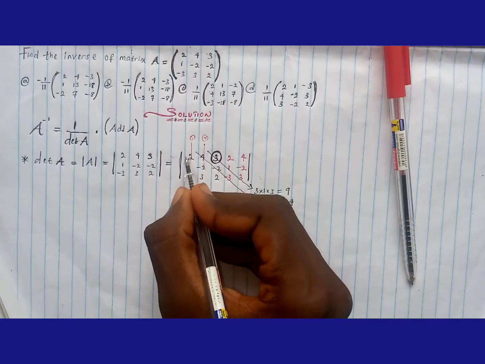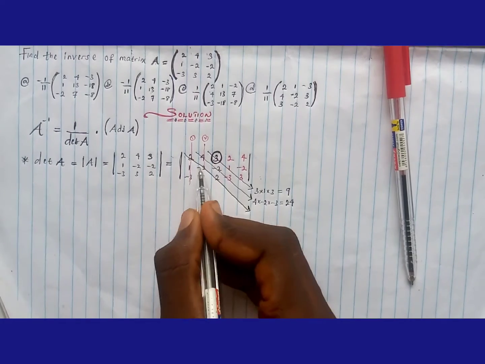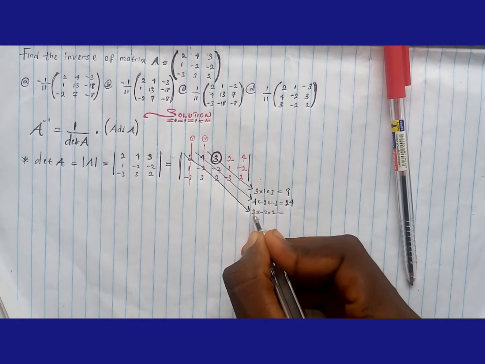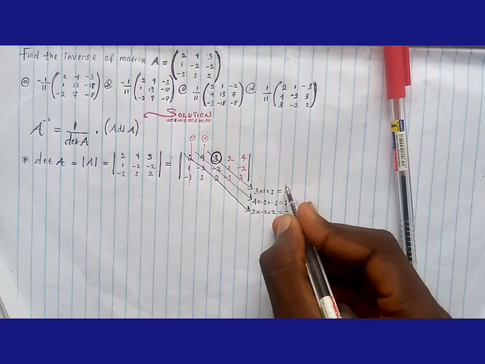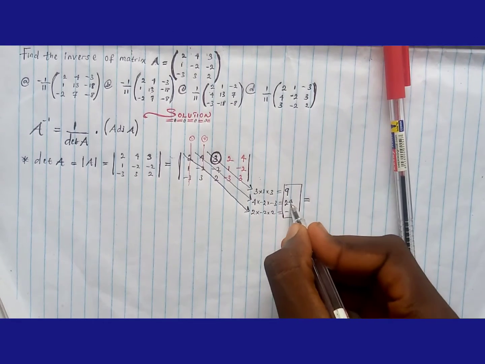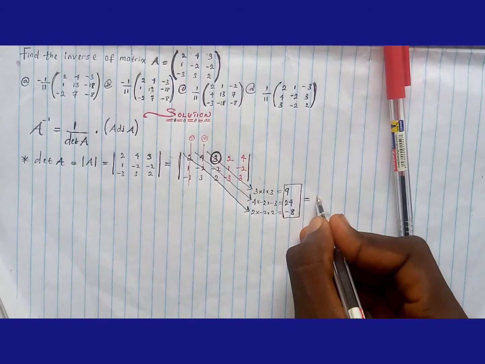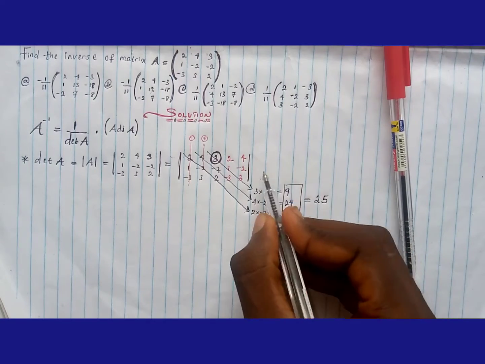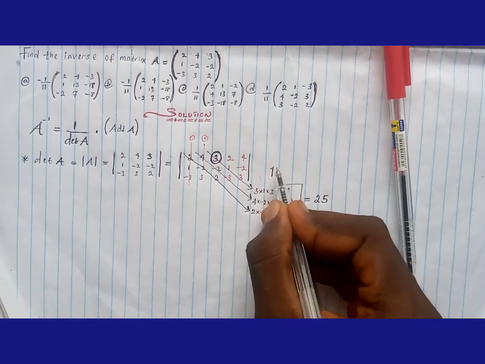Finally, I multiply the last diagonal from left to right: 2 times minus 2 times 2. 2 times 2 is 4, 4 times 2 is 8, so I have minus 8. Summing all these together, 9 plus 24 gives 33, and 33 minus 8 gives 25. This is the first operation, from left to right. Let's represent this as the first one.